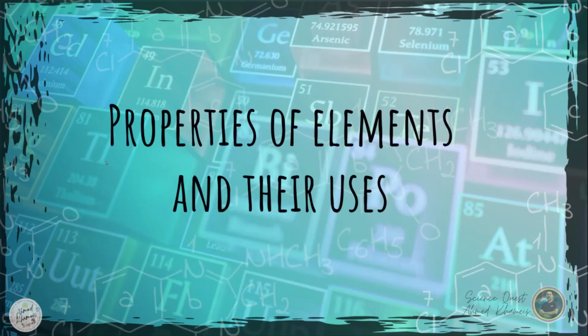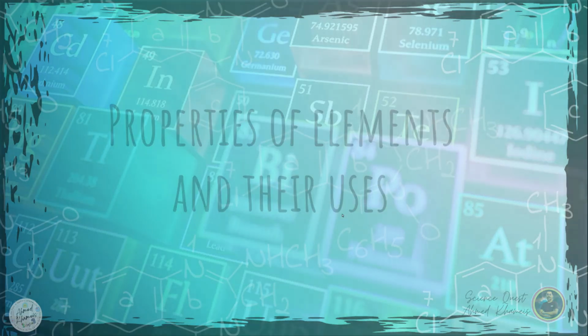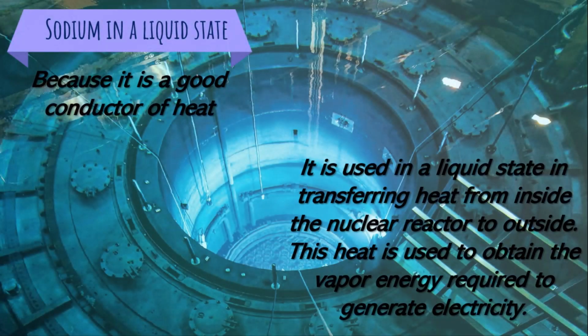Now we'll just see some properties of elements and their uses. So first, sodium in a liquid state. We know that sodium is a metal, so it has a high conductivity of heat, and the conductivity increases in the liquid state. So we use it in a nuclear reactor to transfer the heat from inside the reactor to the outside. So sodium in a liquid state, because it's a good conductor of heat, is used for transferring heat from inside the nuclear reactor to outside.